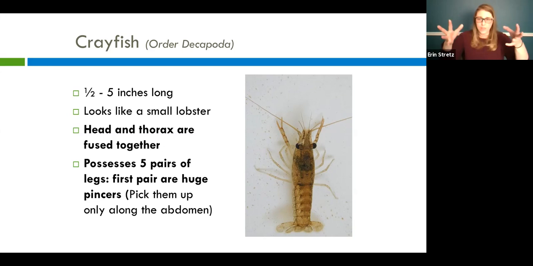But these are different in that they have the very large first pair of legs with those pincers on the end. It has the ability to kind of pinch you, I guess, if you pick it up in the wrong place. So this is one where you want to pick it up by the abdomen rather than by the front of the body so you don't get pinched.